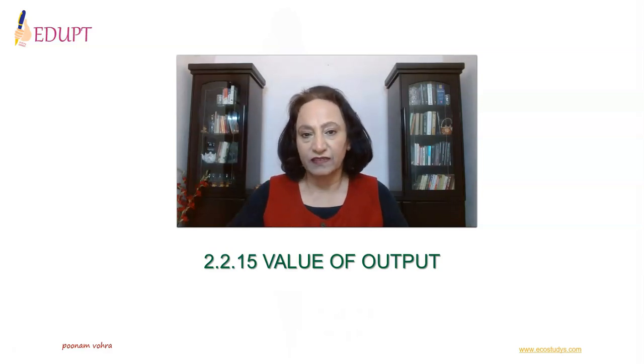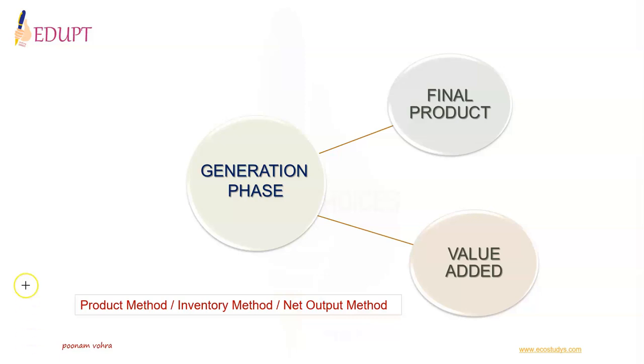So let us begin. In order to understand the value of output, let's first recall the three phases of circular flow of income. Phase 1 is the generation phase that explains the production of goods and services by the firms with the help of factor services. Phase 2 is the distribution phase and phase 3 is the disposition phase. Right now, the focus is on the first phase, that is generation phase.